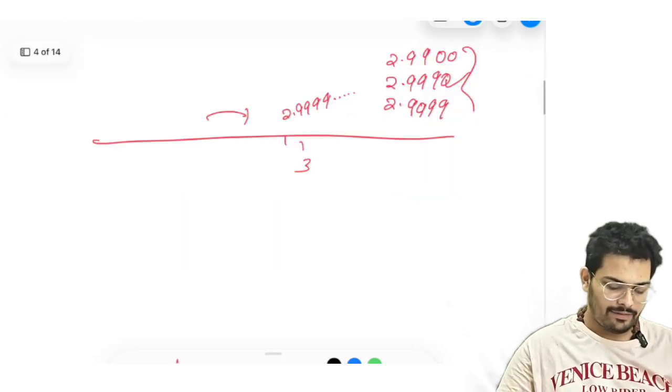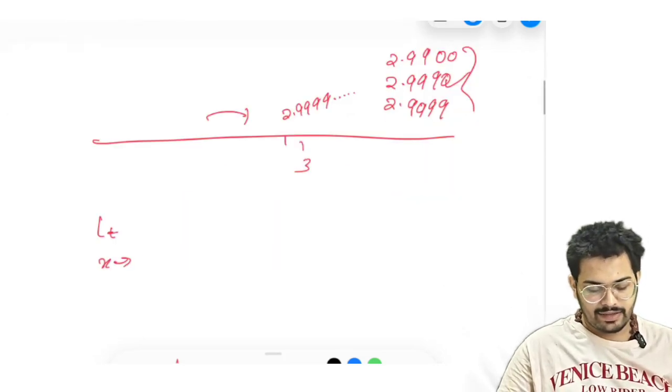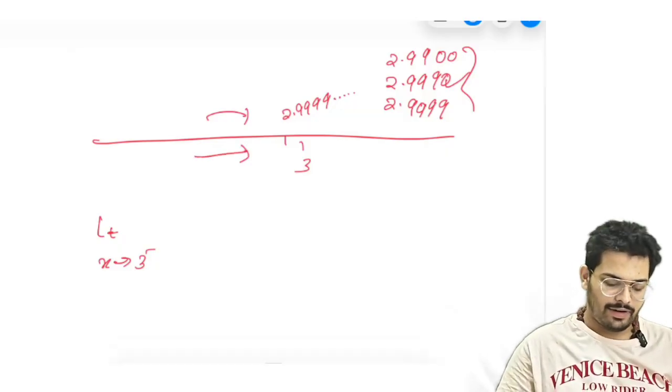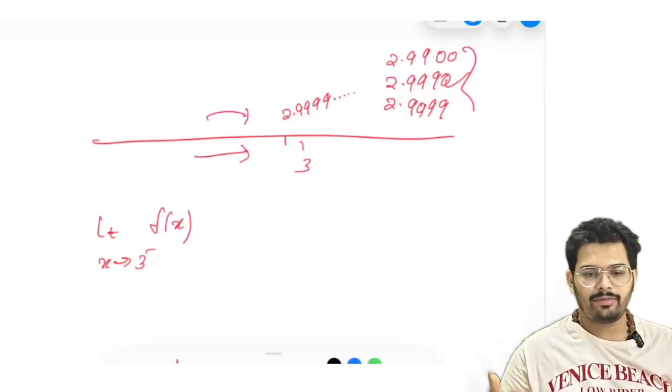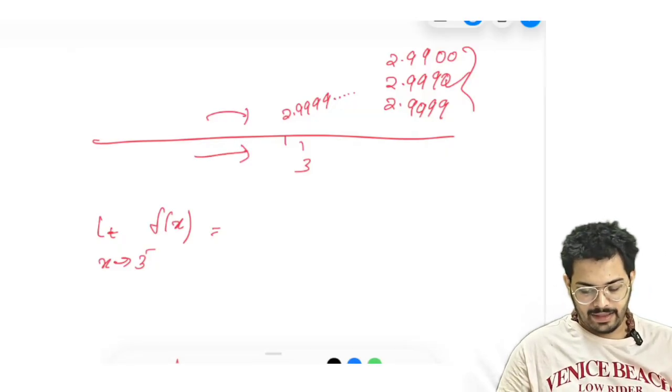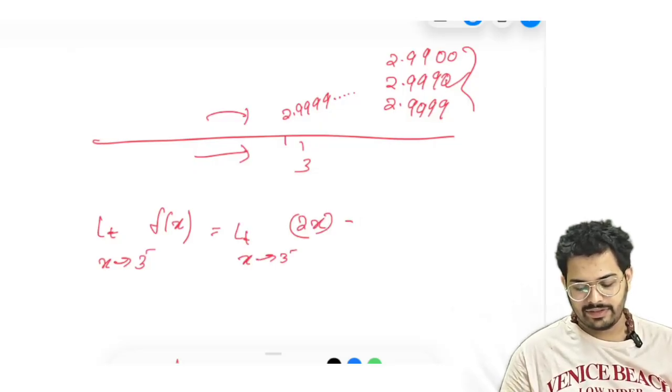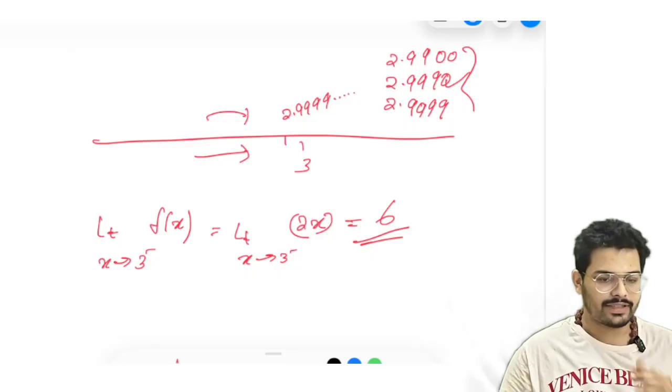So we can say, when x approaches 3 from the left side of the number line, from a smaller value, the value the function is approaching is limit x tends to 3 minus of 2x, which is equal to 6. Here also the function is approaching 6.